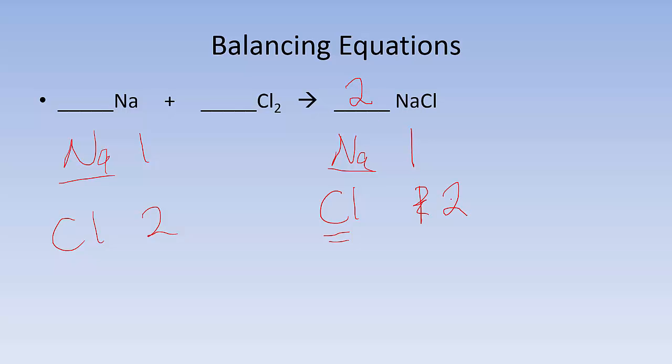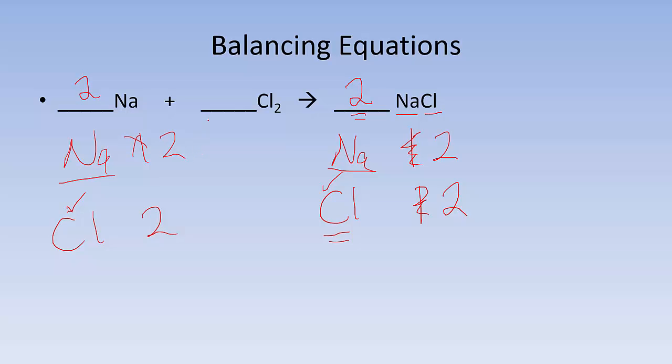So now I got 2 chlorines. But I also changed my sodiums. Now I got 2 sodiums as well, right? That 2 in front is for both Na and Cl. All right, well, I fixed the chlorines, but I messed up the sodiums. So how can I fix the sodium? Well, pretty easy. You just put a 2 in front of it. Now I got 2 sodiums.